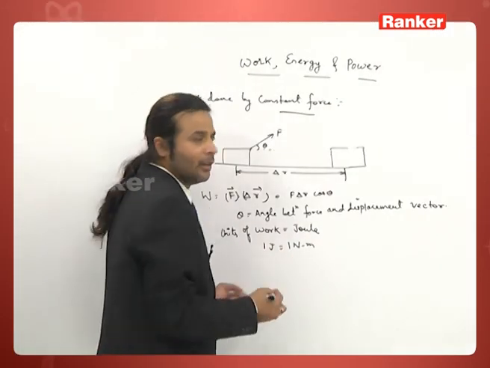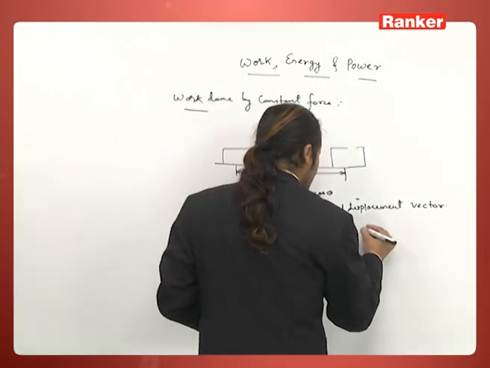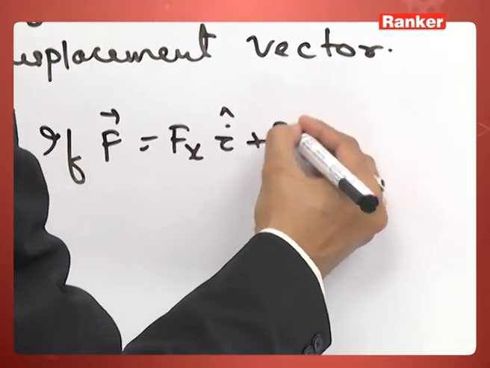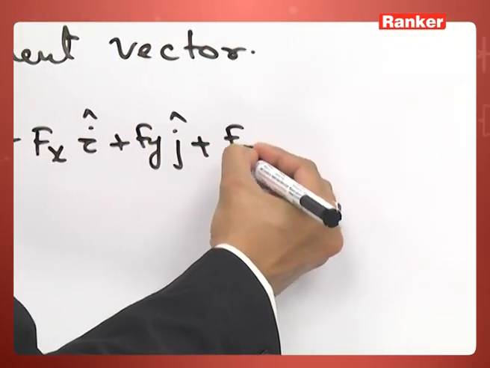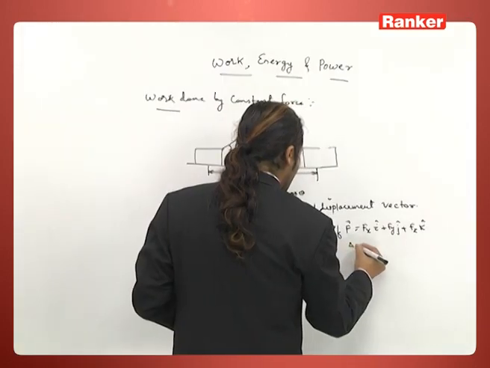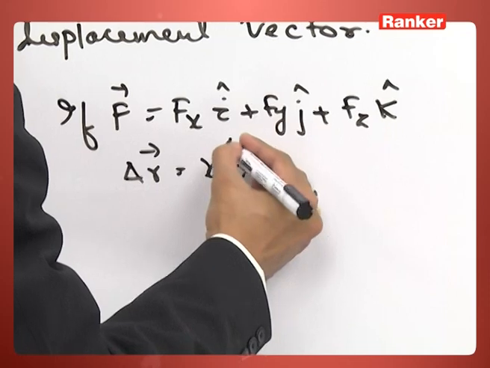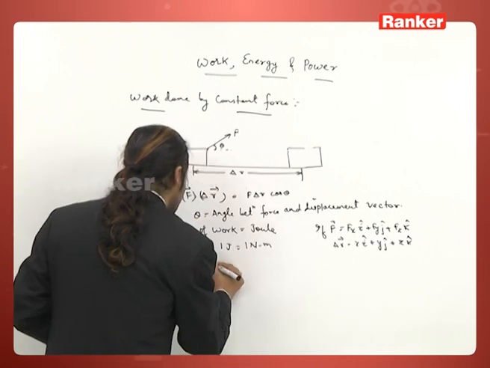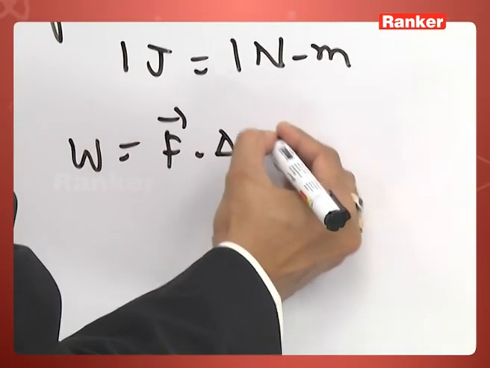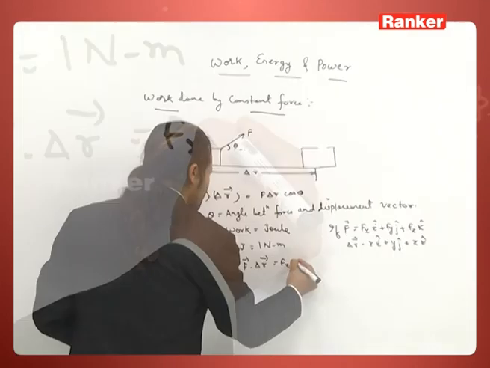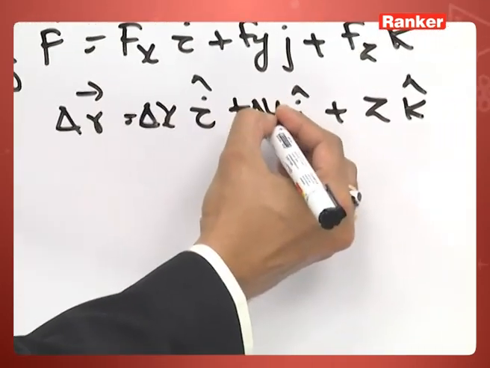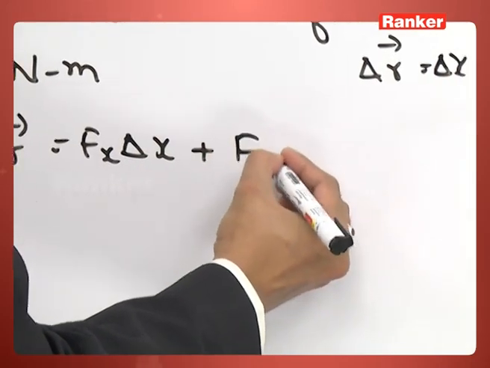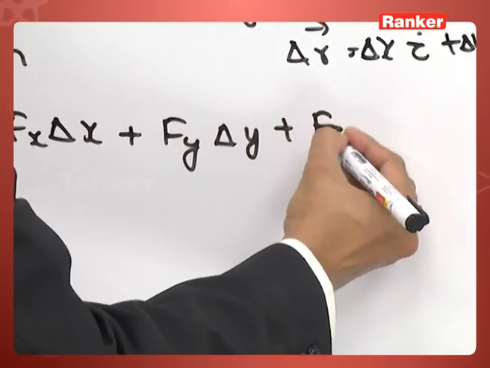And if I take in vector terms, let F vector be equal to Fx i cap plus Fy j cap plus Fz k cap, and delta R vector is equal to x i cap plus y j cap plus z k cap. So work done is F dot R. So this becomes Fx into delta x, delta y, delta z, so this becomes Fx delta x plus Fy delta y plus Fz delta z.